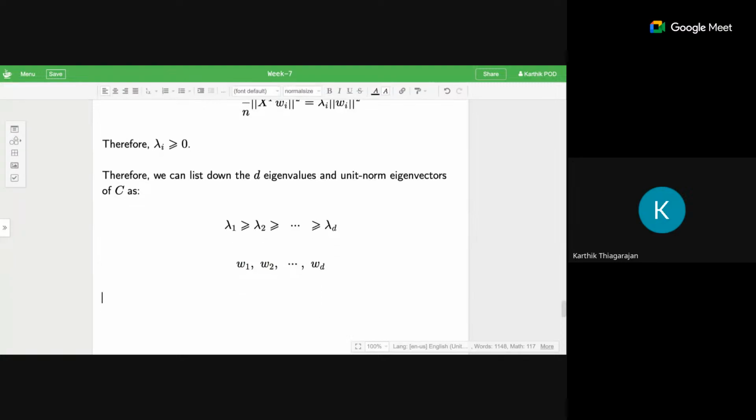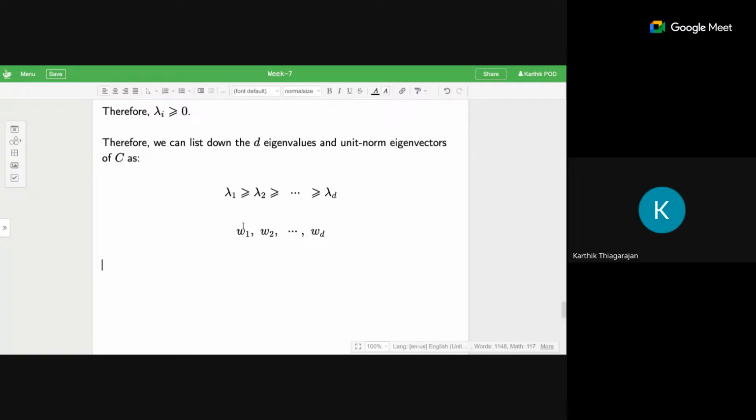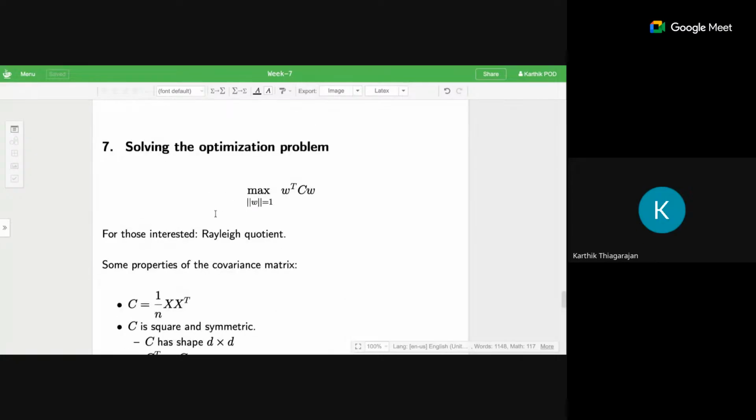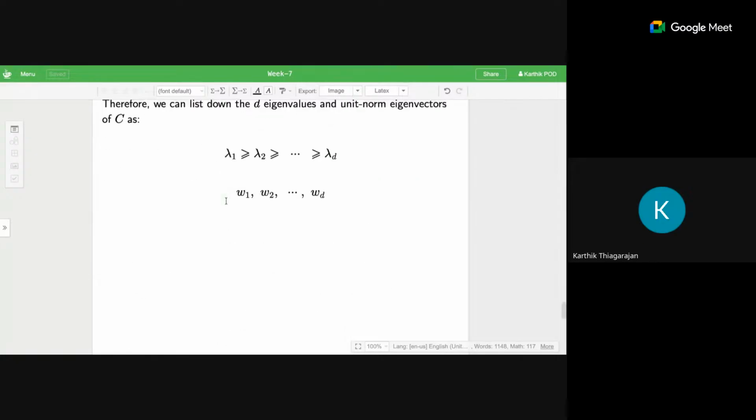So far, is this clear? These are the eigenvectors of C, unit norm eigenvectors. These are the eigenvalues of C in decreasing order. It's clear, right? Okay, so now what is your optimization problem? All this we are doing so that we can solve this optimization problem.